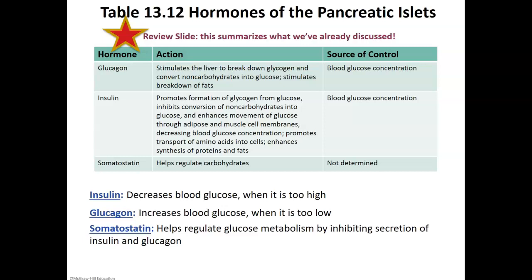Somatostatin, again, it's the brake pedal. It just shuts everything down. When somatostatin gets released, both insulin and glucagon are going to be downregulated.